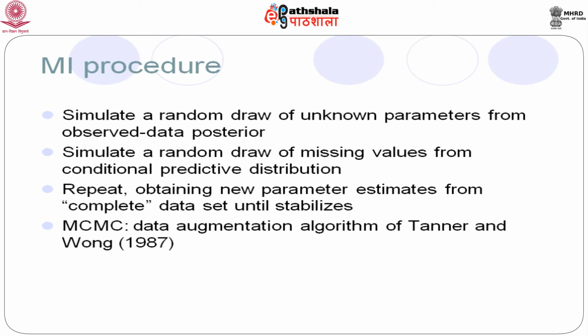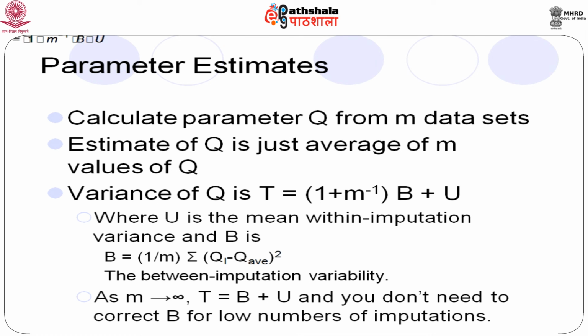So based on the predictive observations, we substitute these predictive observations in the missing positions to get ultimately the whole, complete set of data, and then we go for the complete data set analysis. This is how the multiple imputation procedure is carried out.